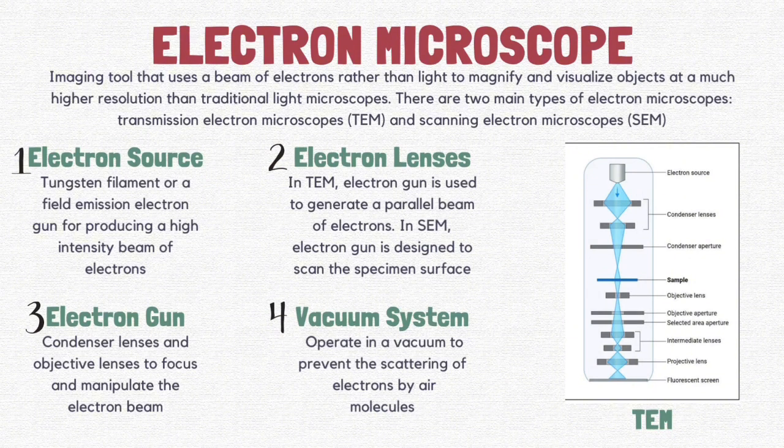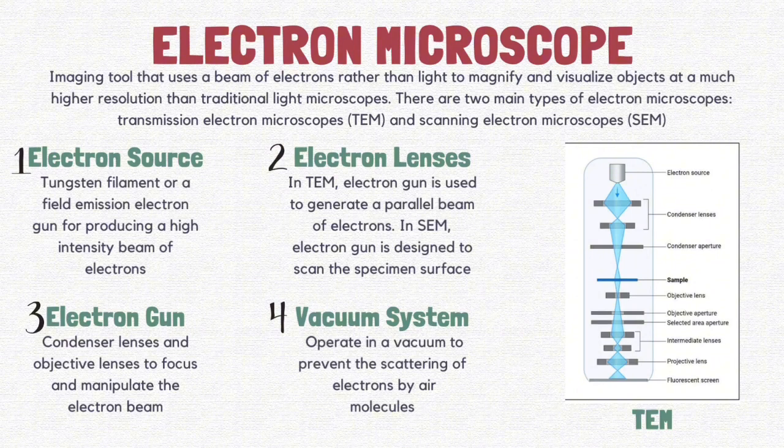We also have the electron lens. A series of electromagnetic lenses are used to focus and manipulate the electron beam. The lenses include the condenser lens and the objective lens.